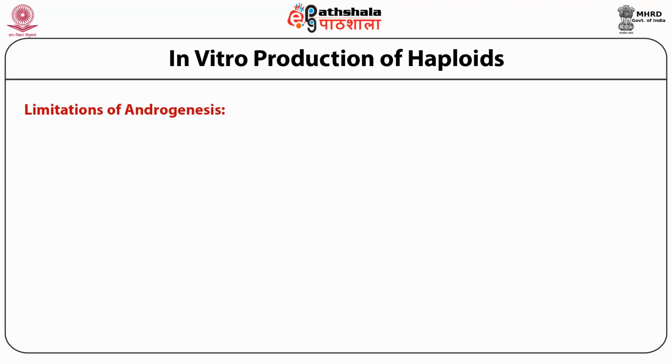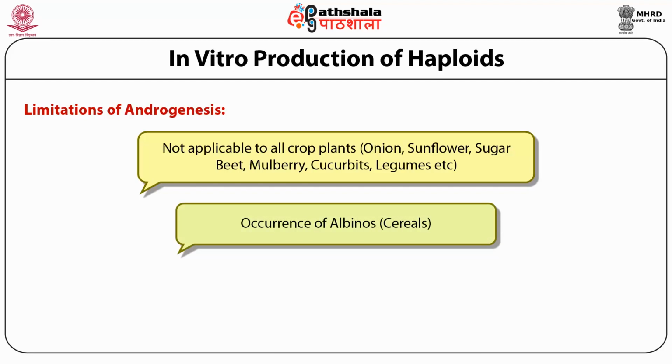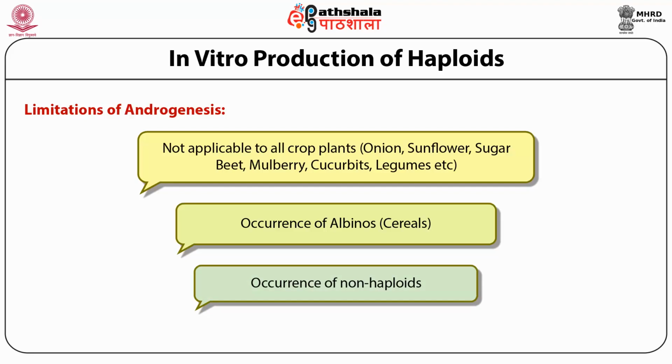The major problem with androgenesis is that, although it's applicable to a large number of plants, it is not applicable to all crop plants. For example, it's not applicable to onion, sunflower, sugar beet, mulberry, cucurbits, legumes. They don't respond. They don't show androgenesis. Secondly, in the case of cereals, there's a very serious problem that the pollen plants show a very high frequency of albinos. And you know the albinos don't have chlorophyll and therefore don't survive in the field. So these plants are useless. And the third problem is that sometimes non-haploids also appear in the population of pollen plants that are formed.